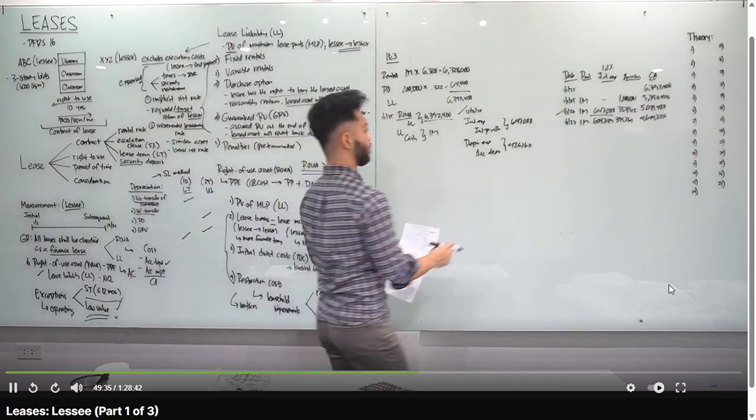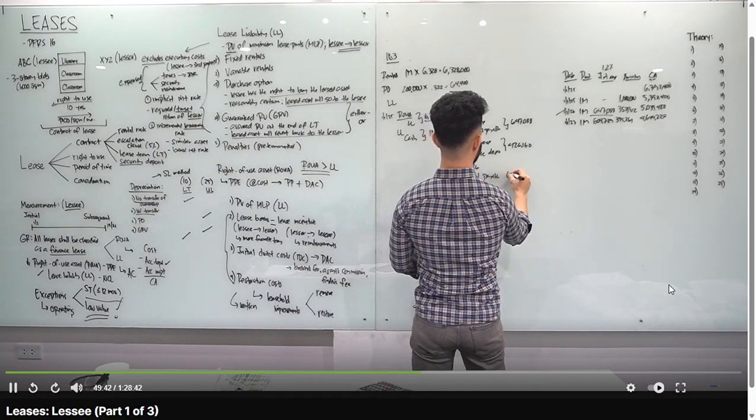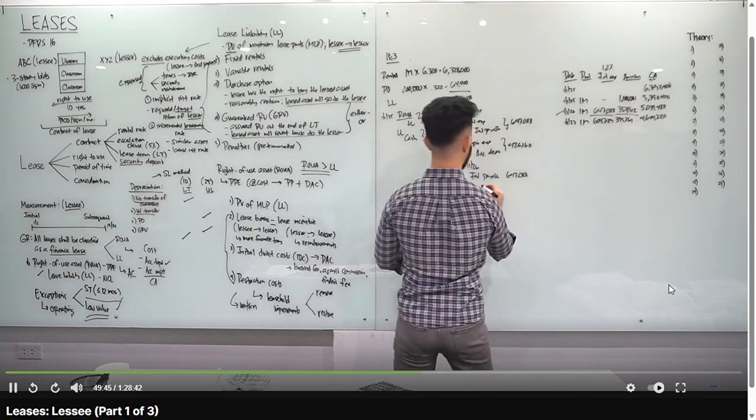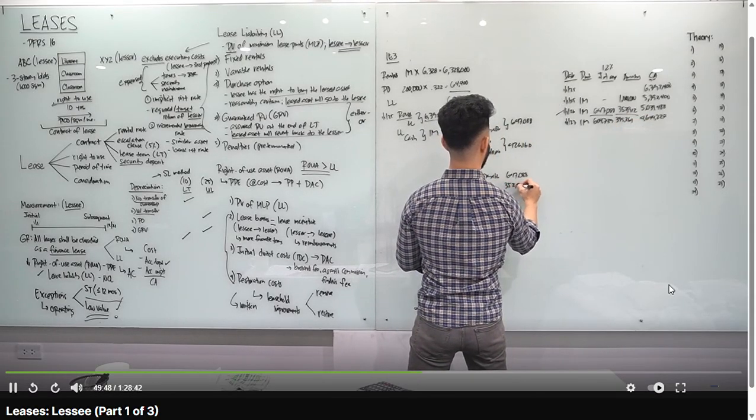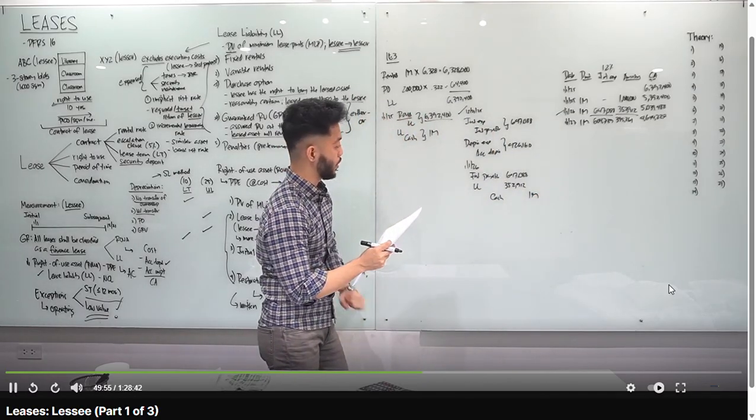Journalize na rin natin yung January 1. January 1, 2026, bayaran natin yung interest, debit interest payable, 647,088. Bayaran natin yung principal component, debit lease liability, 352,912. Ang total niyan, credit cash, 1 million. Okay, so yung entry natin, January 1, 2026.